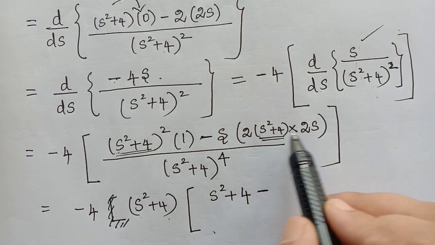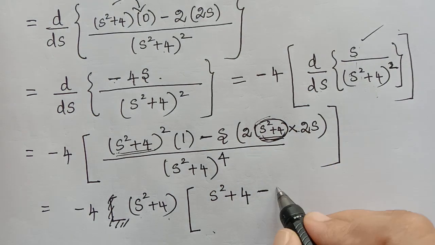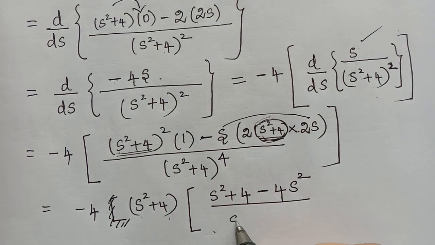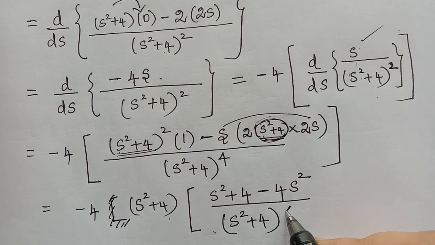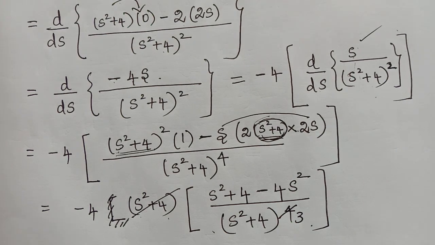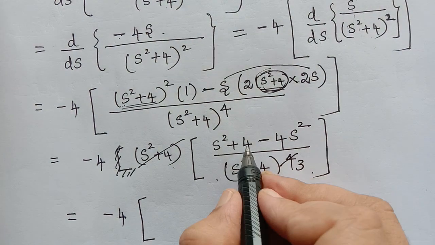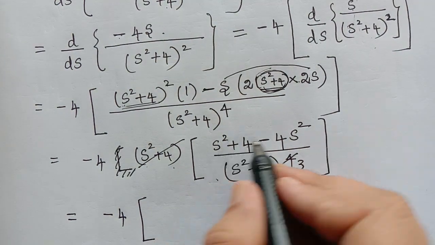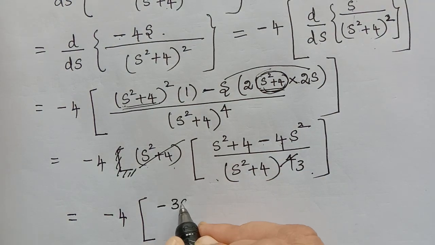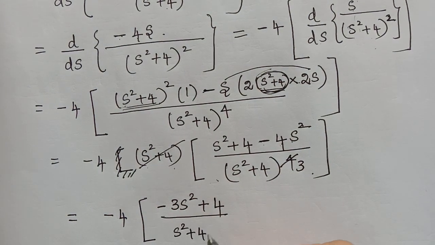So minus 2, this has gone out. We have taken it common. So leave this term. So 2 multiplied with 2 is 4. And s multiplied with s is s square, divided by s square plus 4 whole raised to the power 4. Now if you see this, one of this will get cancelled and this will become power 3. And so we will be having negative 4 multiplied with, and inside the bracket we will have, what is s square minus 4s square? It will be minus 3s square plus 4, divided by s square plus 4 the whole cube.